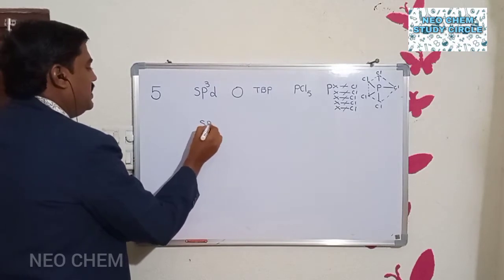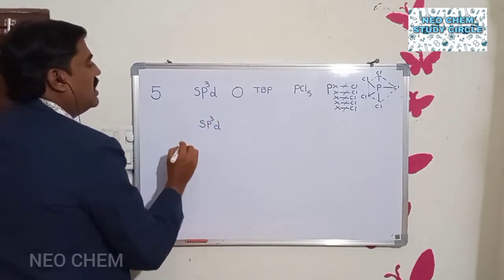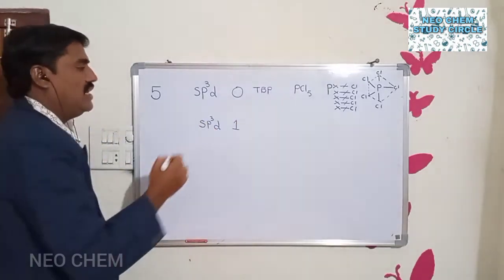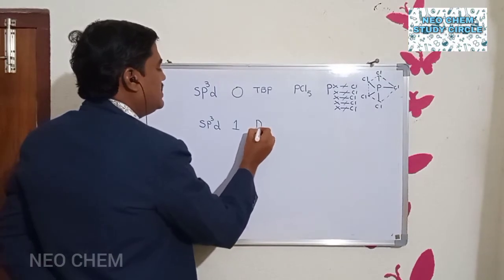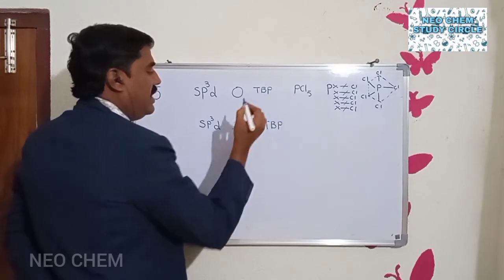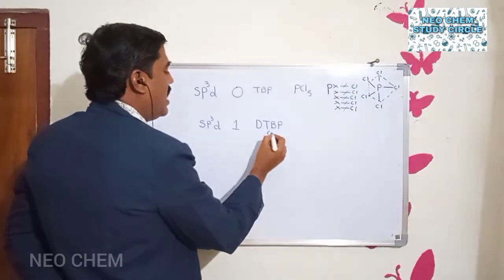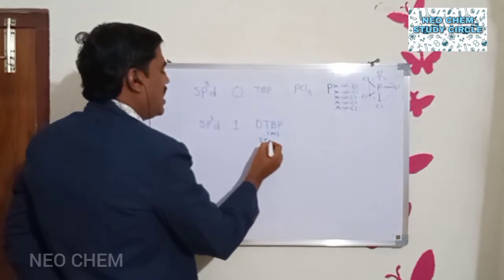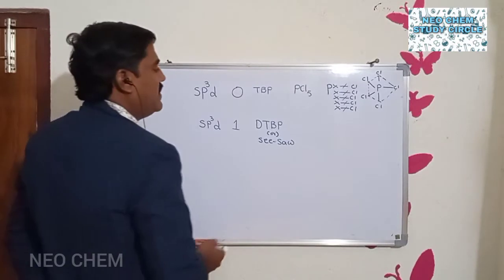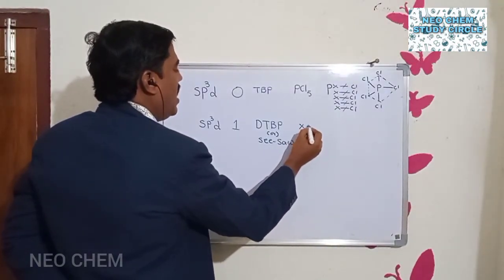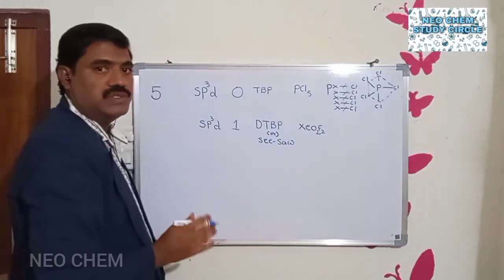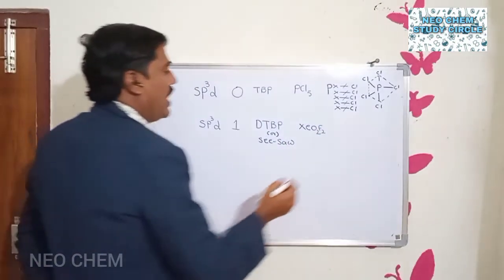Next, after sp3d hybridization, if one lone pair of electrons is present over the central atom, then the geometry is distorted trigonal bipyramidal, or seesaw. Seesaw. Okay, let us take one example: xenon dioxydifluoride.